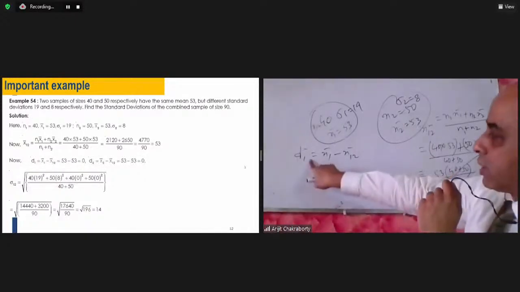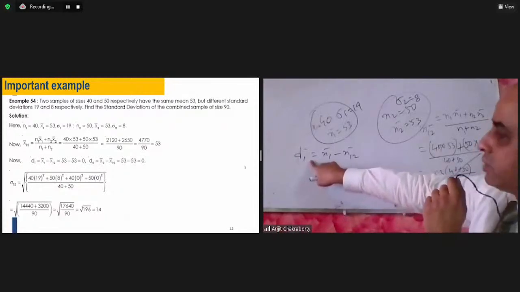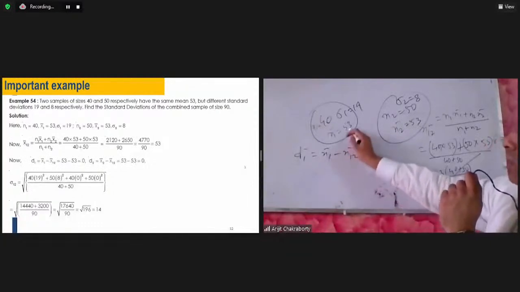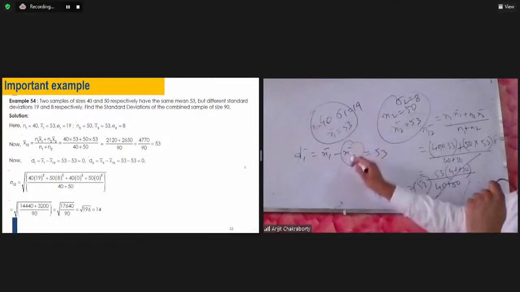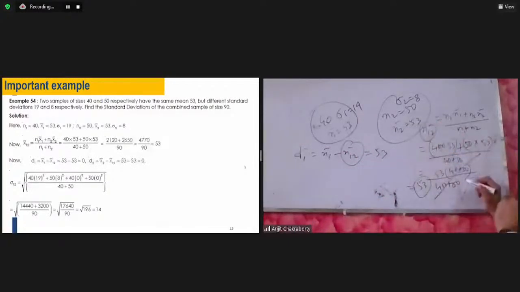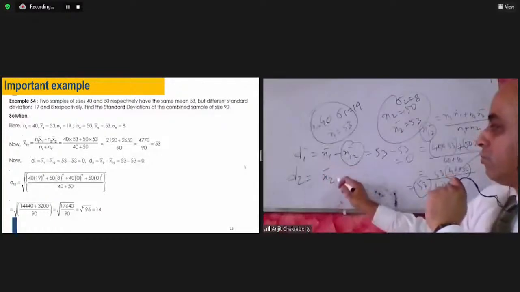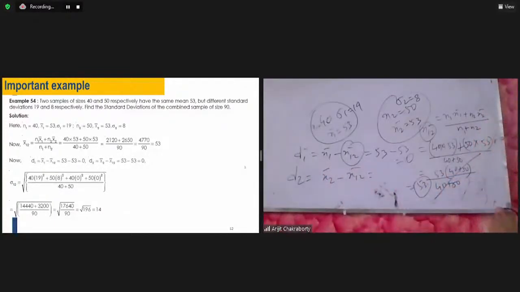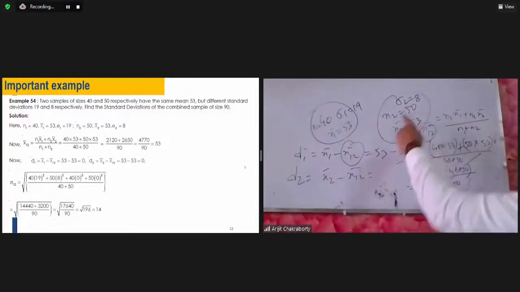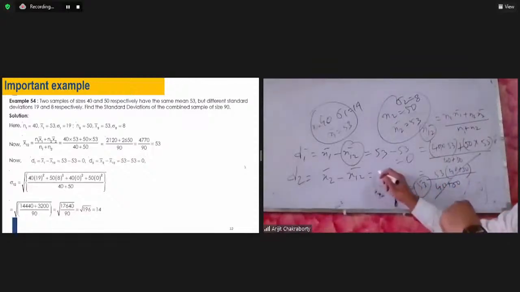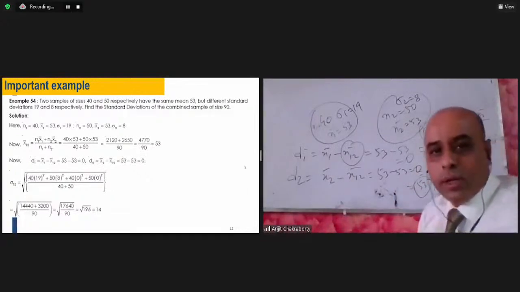So D1 is equal to x1 bar minus x12 bar. x1 bar is 53. And x12 bar, which we have found out here, is also 53. So it becomes 0. D2 is equal to x2 bar minus x12 bar. X2 bar, if you see, is 53. X12 bar is also 53 because we have worked it out here. So again, it becomes 53 minus 53, which is 0. Okay, so D1 is 0, D2 is 0.